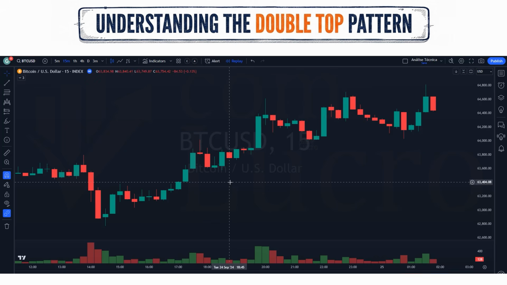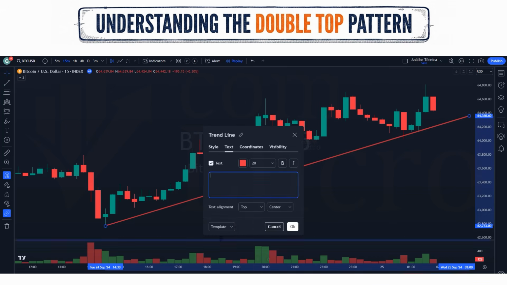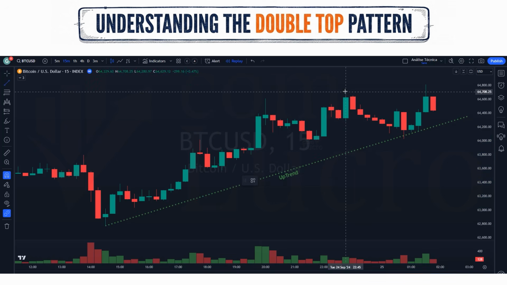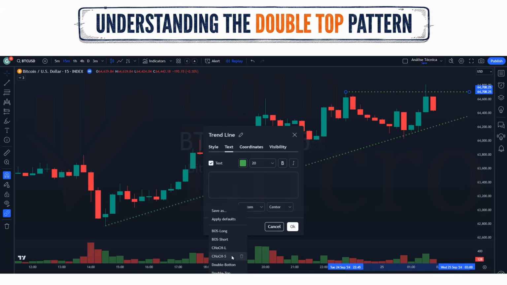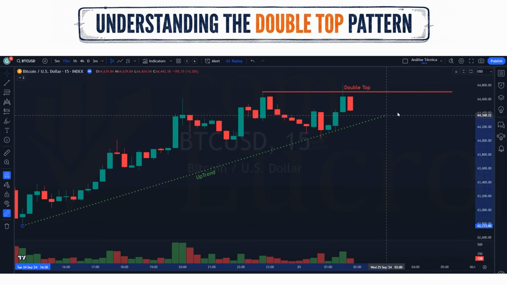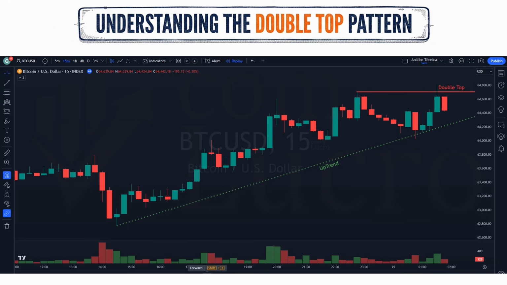Now, observe the Bitcoin against the US dollar chart. The market begins in an uptrend before reaching a high point. Price then pulls back and rallies again toward the same resistance area. However, it fails to break convincingly above the previous high and starts moving lower once more. At this stage, the double top structure is visible, but the reversal has not yet been confirmed.